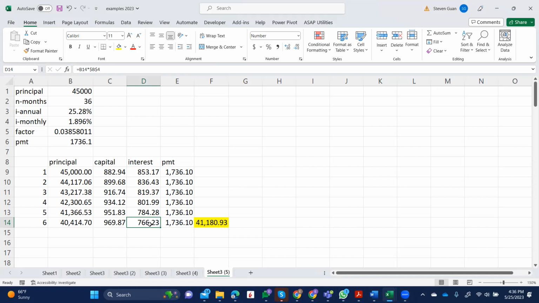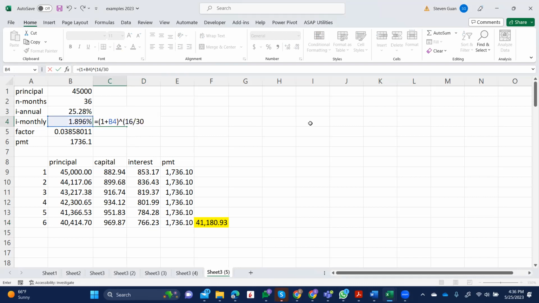Yes. Okay, so what I need to do is compute what is the interest rate for 16 days. How do I compute the interest rate for 16 days? If this one here is monthly, our formula is going to be 1 plus this number to the power 16 over 30 minus 1. So this is my interest rate for 16 days. Agree with me or not? Let me put this in percentages. Agree.